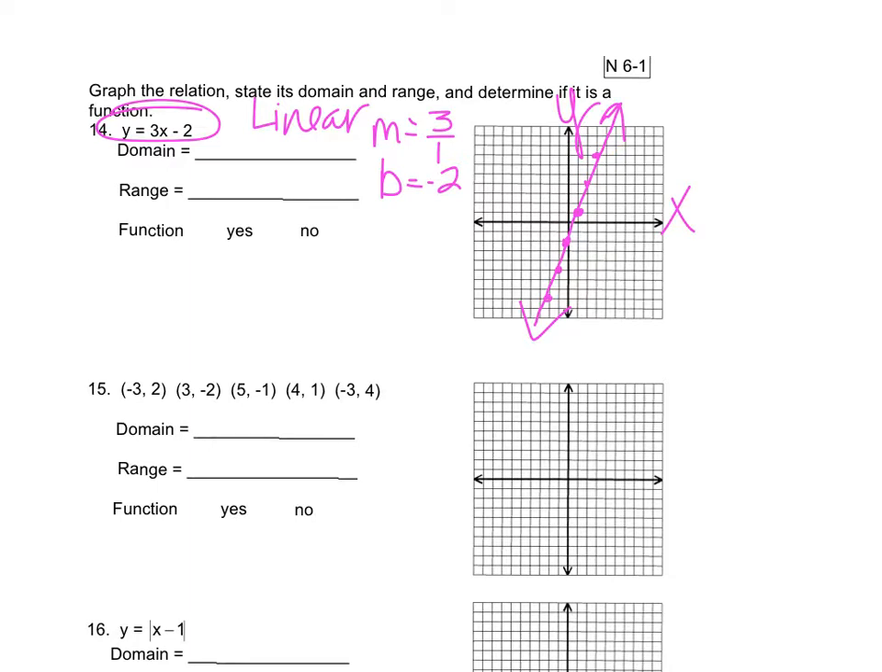Remember, we just talked about a linear graph on the front. Domain and range of a linear graph is all real numbers because it's continuous in both directions. It's also a function because we don't have any x values that repeat.